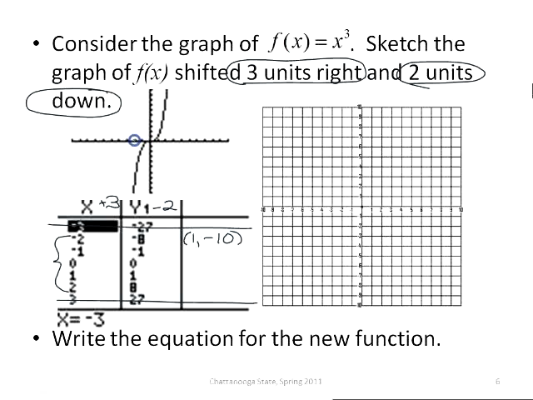So the point that was -2, -8 is now +1, -10. Let's take the -1, -1. If I add 3 to the x, that'll give me a 2. And then if I subtract 2 from the y, that'll give me a -3. So here I have the ordered pair 2, -3.